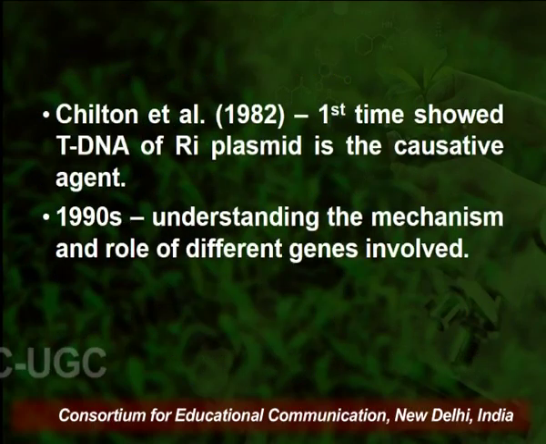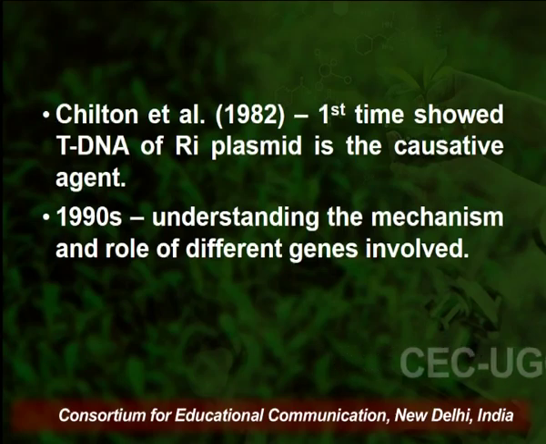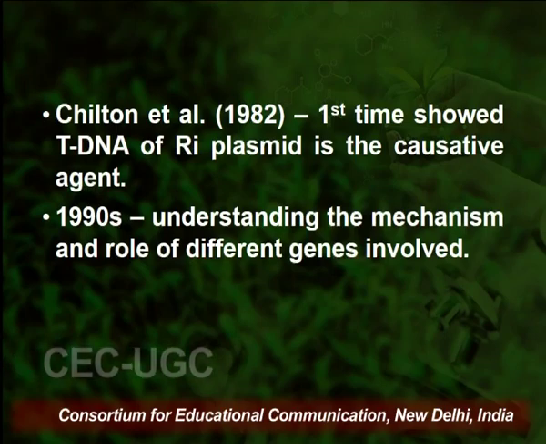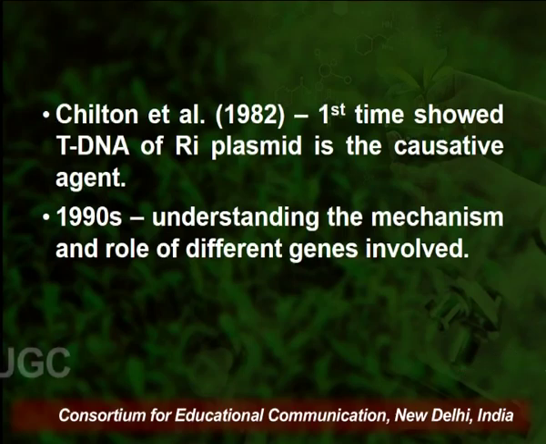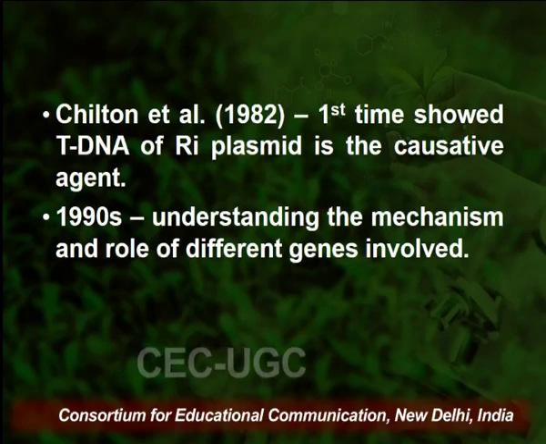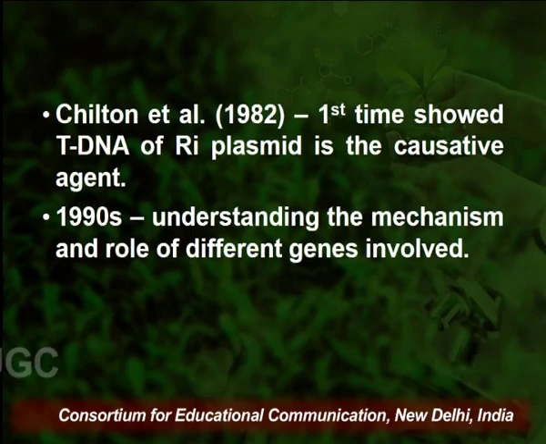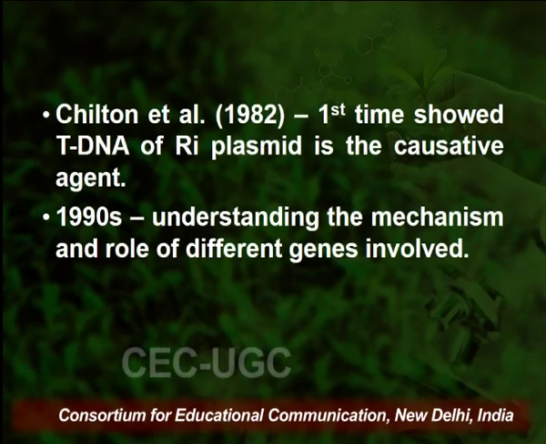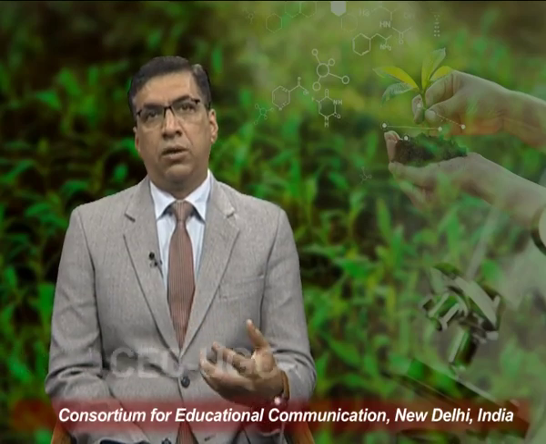Then Chilton in 1982 for the first time showed that the T-DNA, or transfer DNA, of the Ri plasmid of that bacterium, Rhizobium rhizogenes, is mainly responsible for the production of hairy root by a plant. The 1990s was the era of understanding the mechanism of how this Ri plasmid causes hairy root to occur in a plant, and the role of the different genes present in this Ri plasmid in the production of hairy root.